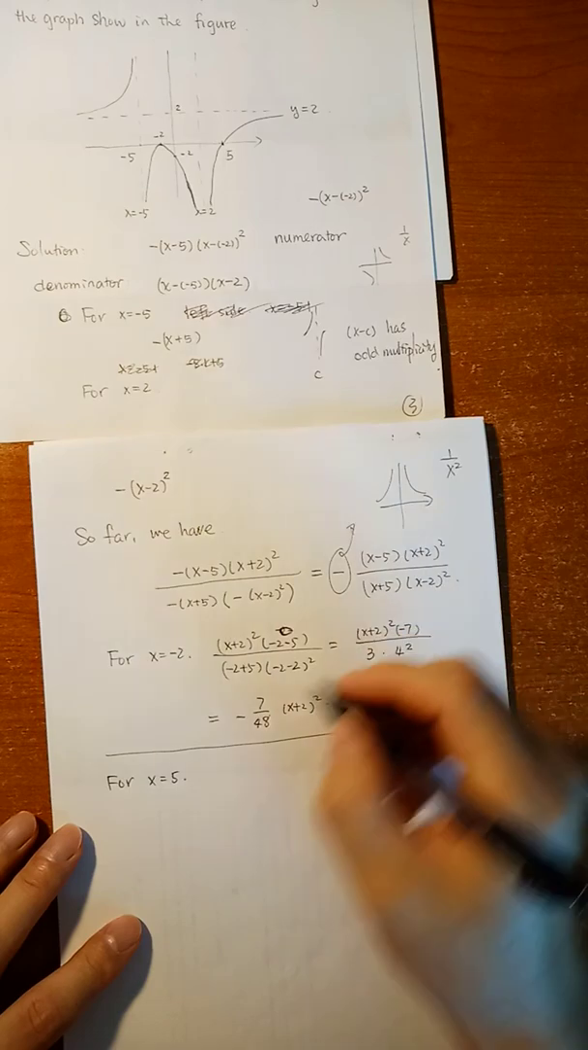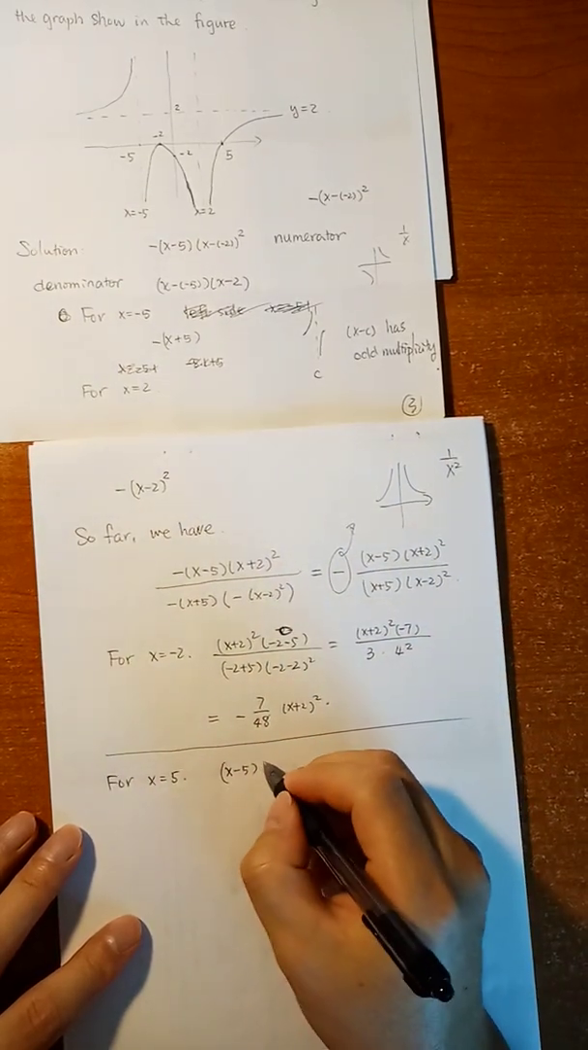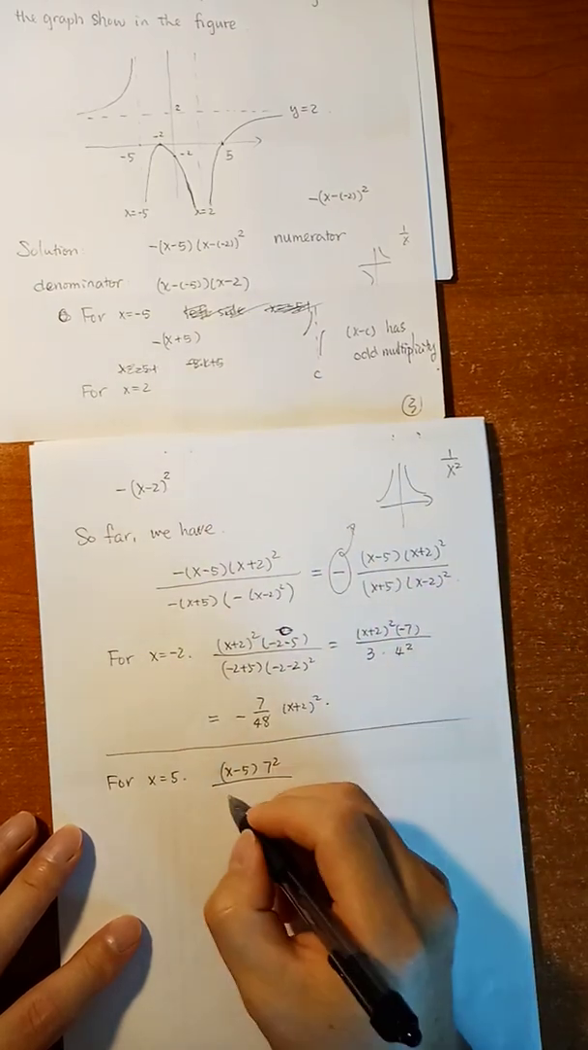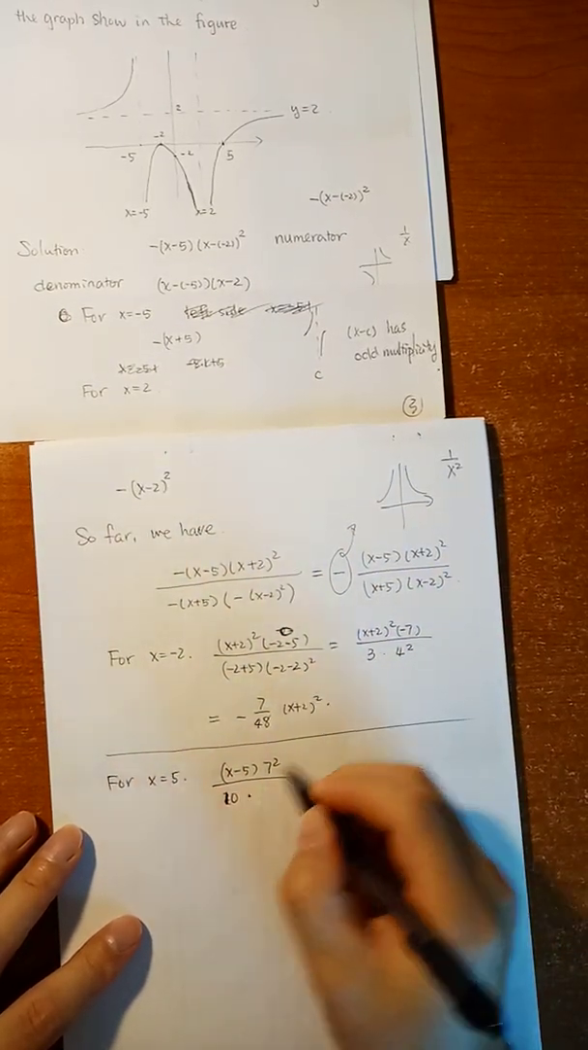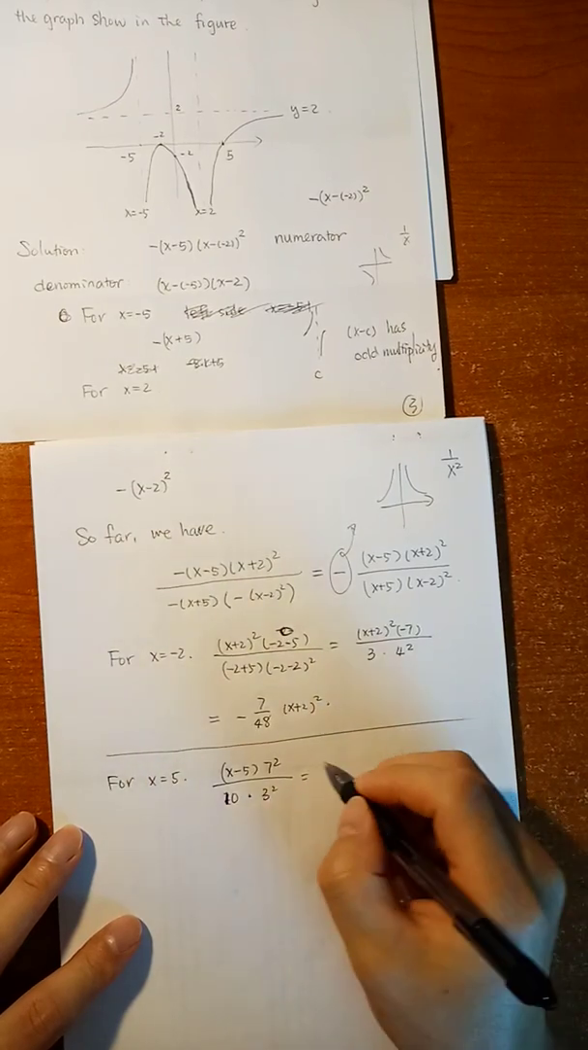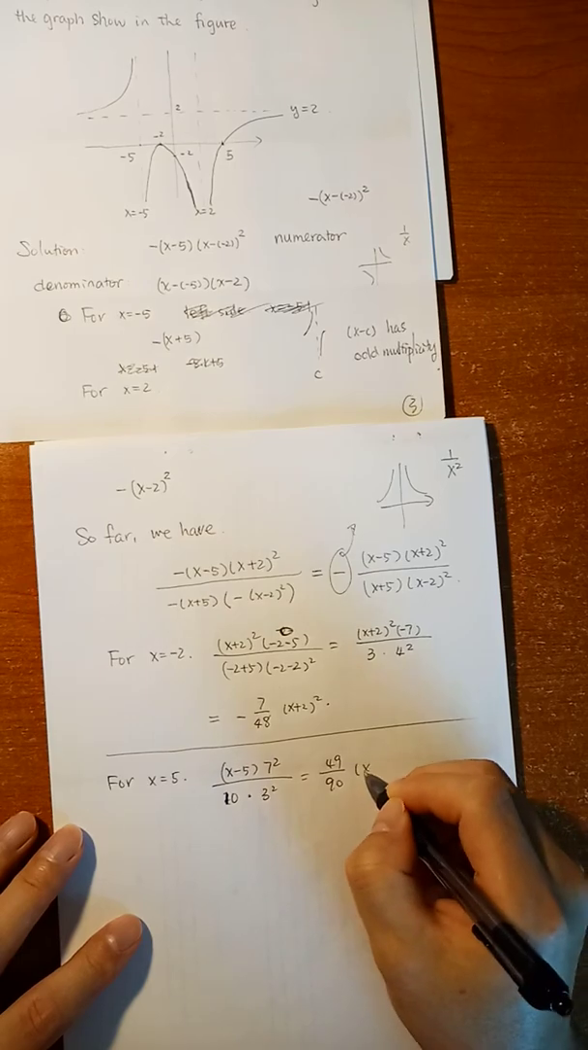For x equal to 5, I put here x minus 5. And 5 plus 2 is 7 squared, and 5 plus 5 is 10, and 5 minus 2 is 3 squared. So it's 49 over 90 times x minus 5.